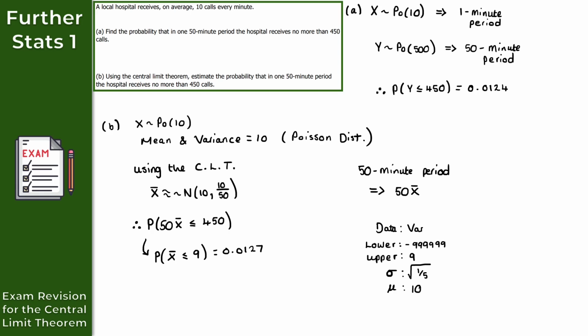Either we've got a very small sample size, in which case the central limit theorem doesn't really hold, or we've made a mistake somewhere in our preliminary working. Okay, so there we have it. That gives the solution to question 2.